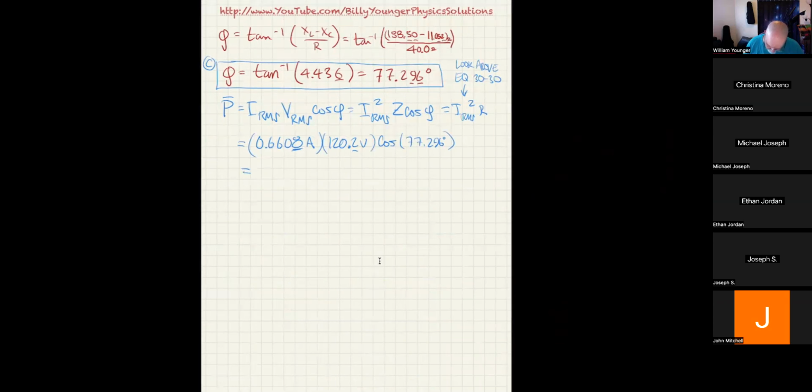So I'm going to say 0.6608 times 120.2 times, now I'm going to do cosine of 77.296, close cosine. So I've got 17.47 watts. So that's the average power dissipated. And I'll go back to boxing that off with a red box. Any questions on that?